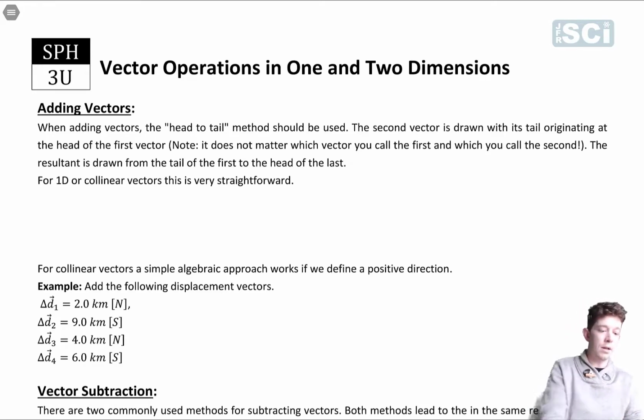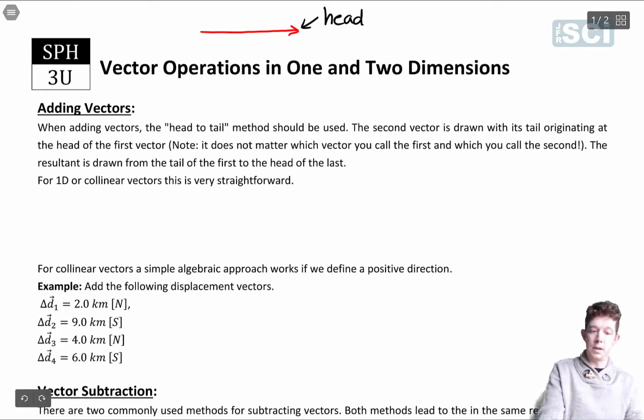So as we get started here, let's remember the parts of a vector. So if I draw a vector, remember it's just an arrow. We have the part where it points, which we call the head of the vector. And the part that does not have the point we call the tail.